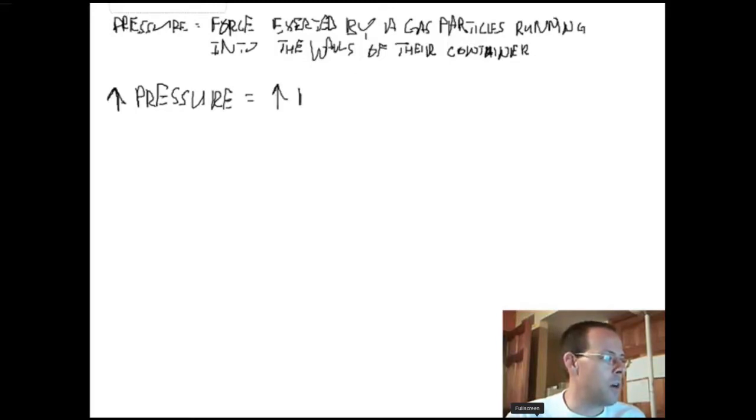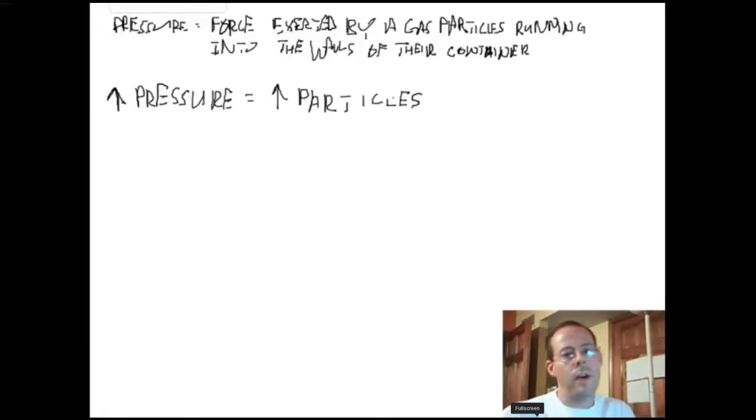So if we increase particles, we also increase pressure, which is really how car tires or bicycle tires work. It seems like it's flat. Why is it flat? There's not enough particles in there. So we get a bike pump, we pump it up, or we use an air compressor to pump our car tire up, and we're adding more gas molecules, more air molecules, and that makes the pressure go up.